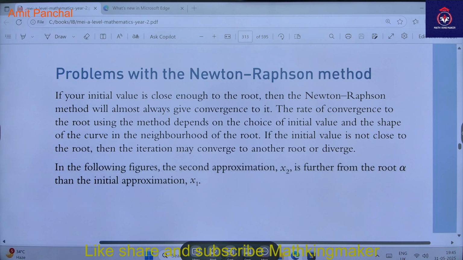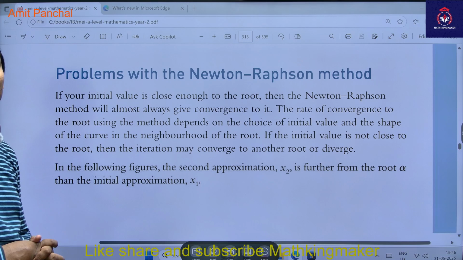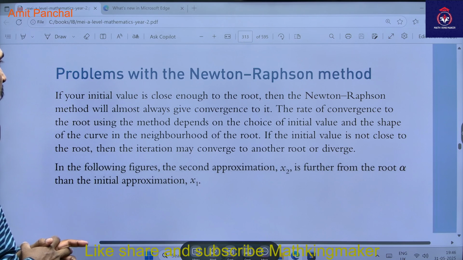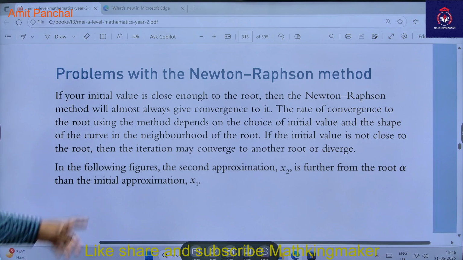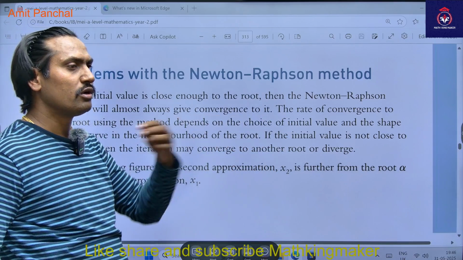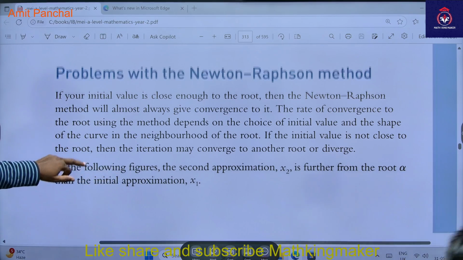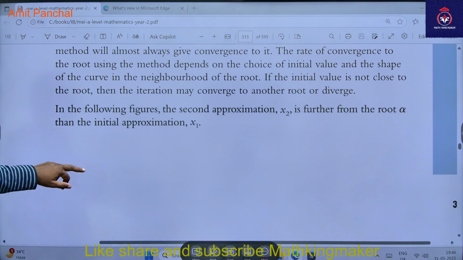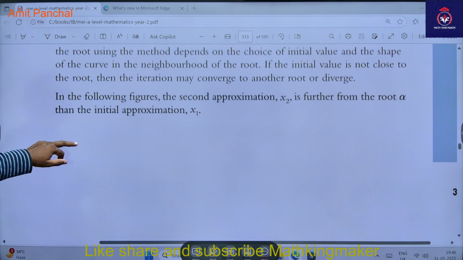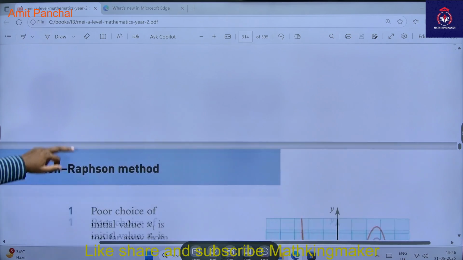So you have to choose the closest value that you can. The rate of convergence to the root using the method depends on the choice of initial value and the shape of the curve in the neighborhood of the root. If the initial value is not close to the root, then the iteration may converge to another root or diverge. In the following figure, the second approximation x2 is further from the root alpha than the initial approximation x1. We can see that.